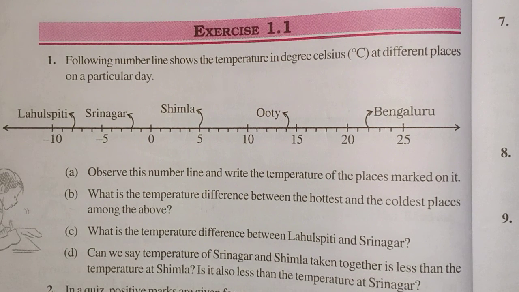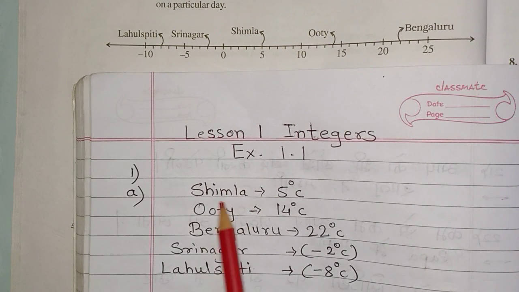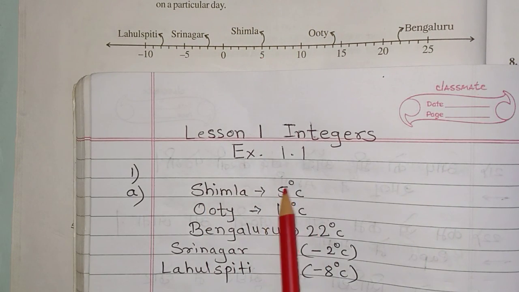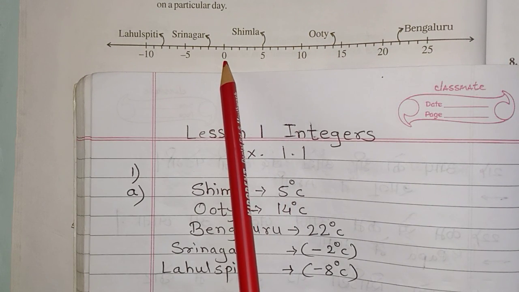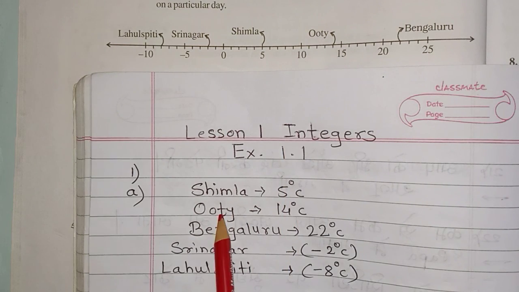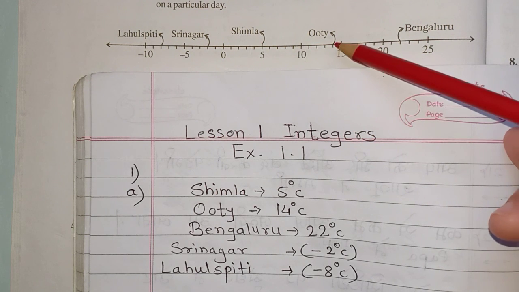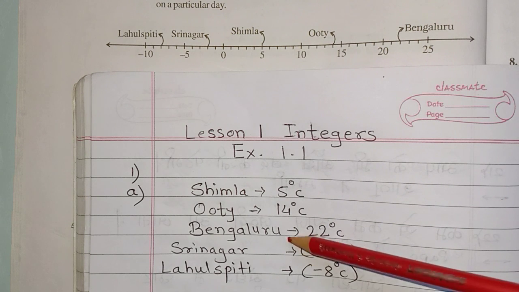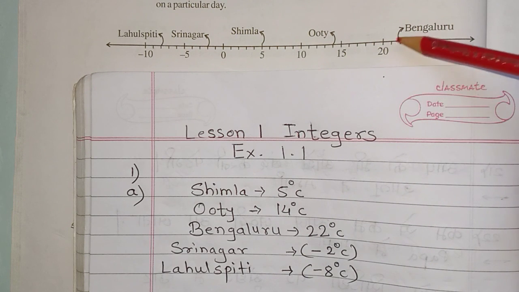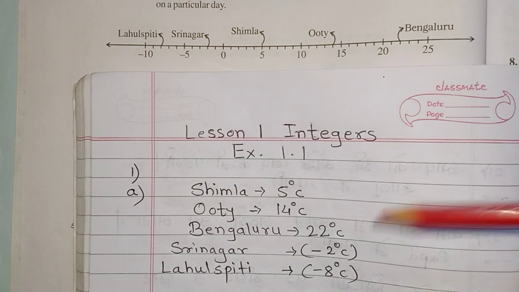Observe this number line and write the temperature of the places marked on it. Now see, as per the number line, at Shimla we have 5 degrees centigrade. It is positive because it is on the right side of the 0. Ooty, here it is Ooty. So after 10, 11, 12, 13, 14. So Ooty has 14 degrees centigrade. Bangalore, here it is 20, 21, 22. So the temperature of Bangalore is 22 degrees centigrade.